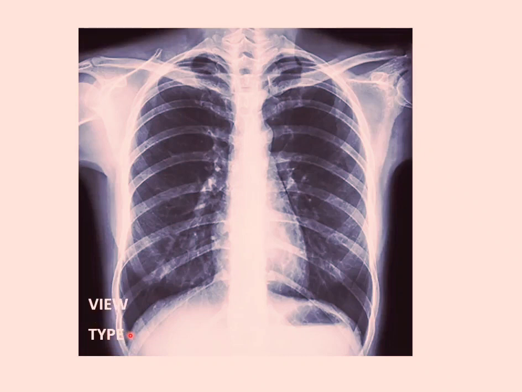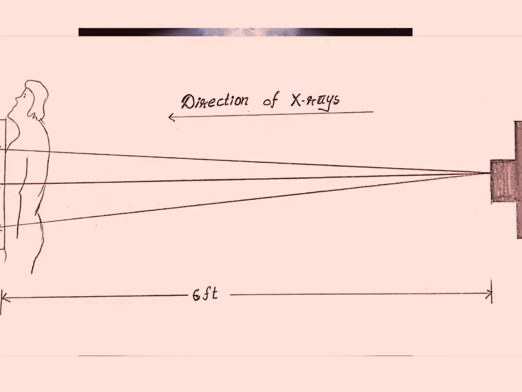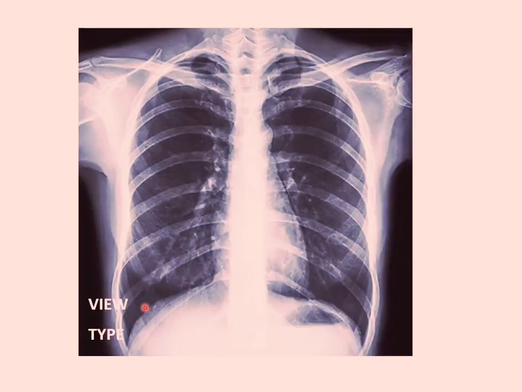The second is the view. The view taken for this X-ray is a posterior anterior view. The standard view for the X-ray thorax or X-ray chest is a posterior anterior view, in which the patient stands with the anterior part of the chest against the X-ray film, and the X-ray tube is placed 6 feet behind the patient. So the X-ray passes from the posterior to anterior direction.